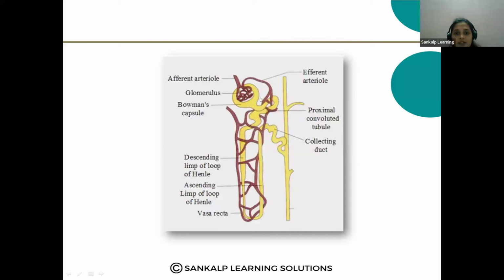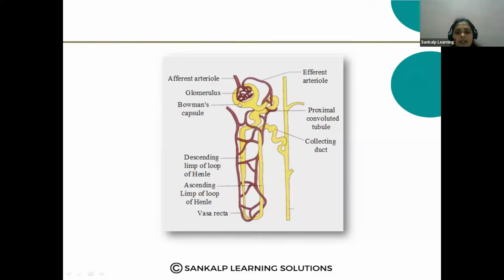This is the structure of the nephron. The diagram is very important, and the explanation of how the nephron works. Explain the structure and function of the nephron. That is also a very important question. You can note down: draw a neat labeled diagram of the nephron; explain the structure and function of the nephron; explain how urine is produced inside the nephron. These are all very important questions related to this part.